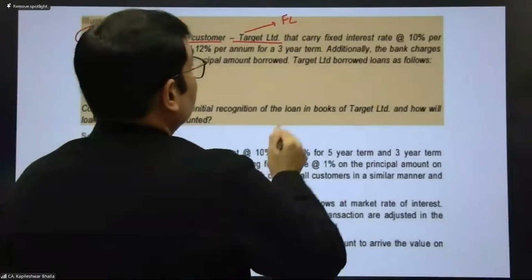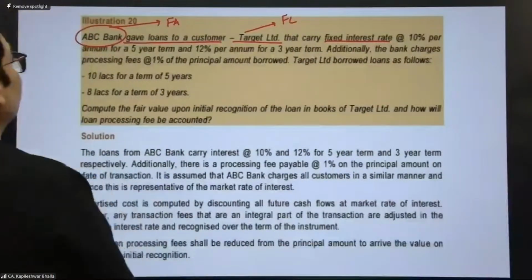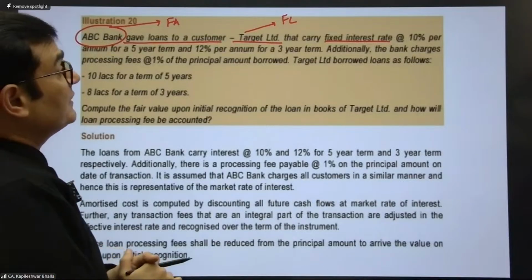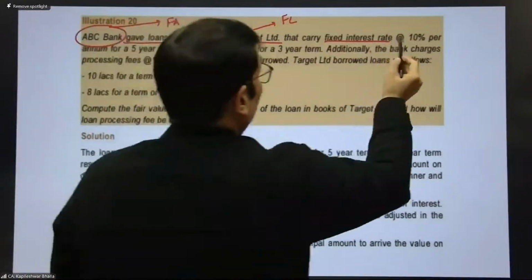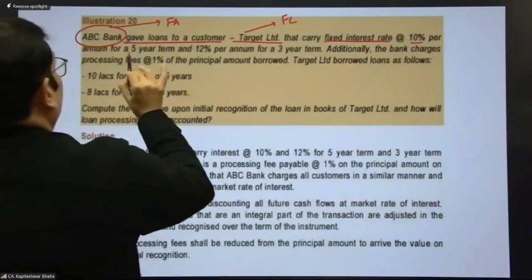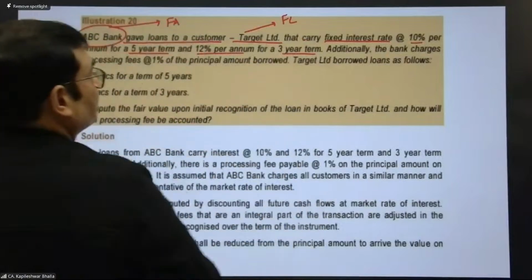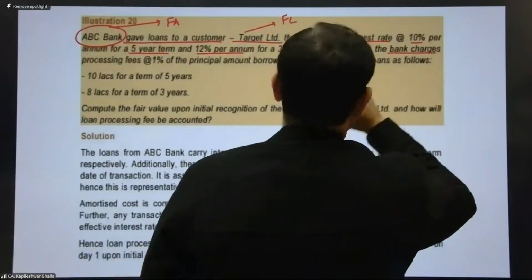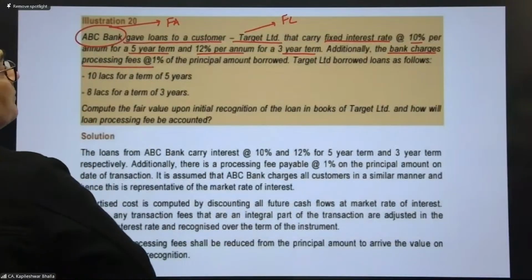It says it carries a fixed interest rate at the rate of 10% for a period of 5 years and 12% for a period of 3 years. Now, there are basically 2 loans which the company has taken. They've taken a loan at the rate of 10% for a 5-year loan and 12% for a 3-year loan. Additionally, the bank charges a processing fee as well, which is 1% of the principal amount.